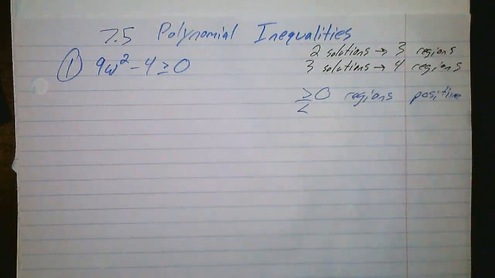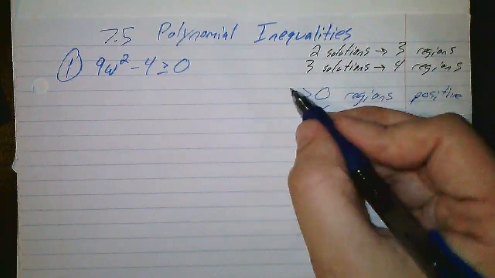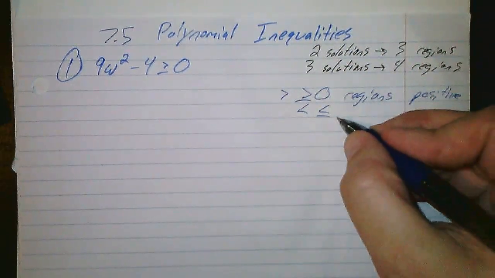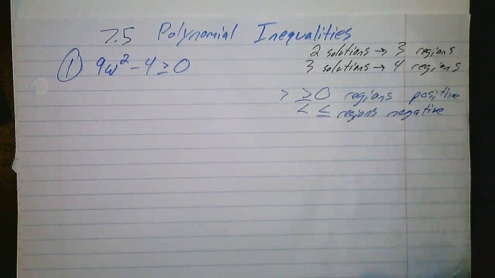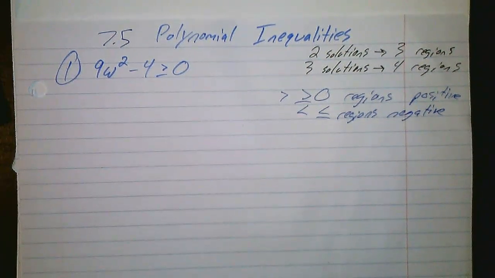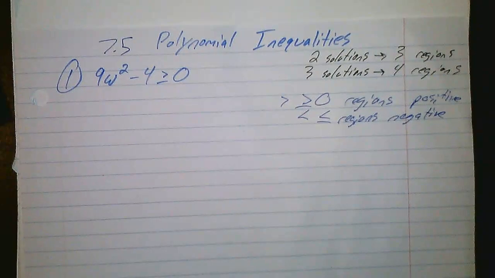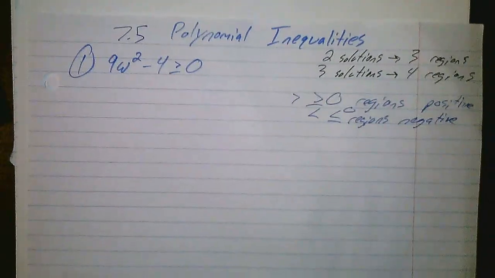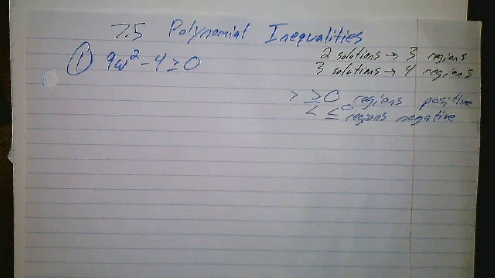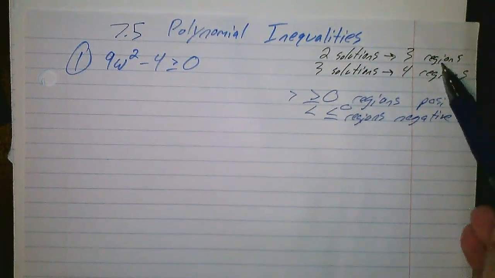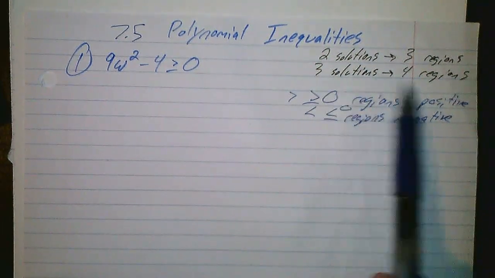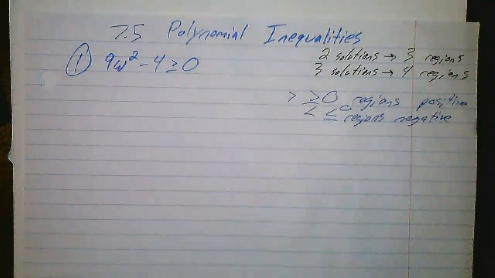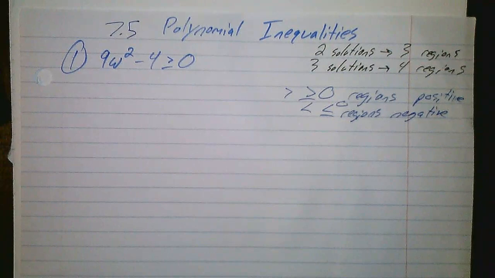If it's less than or equal, then we look for where the regions are negative. So less than or equal to 0 here. If we find two solutions, we should expect to be able to test 3 regions. If it's an x cubed and we find 3 solutions, then there will be 4 regions where we consider are these regions positive or negative.